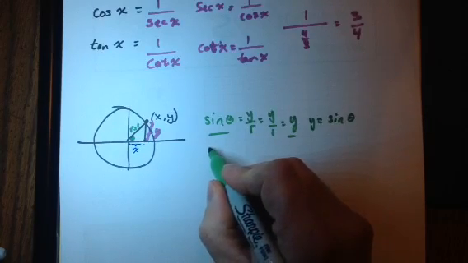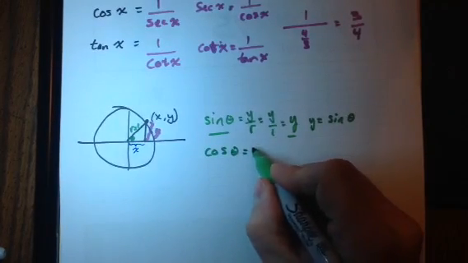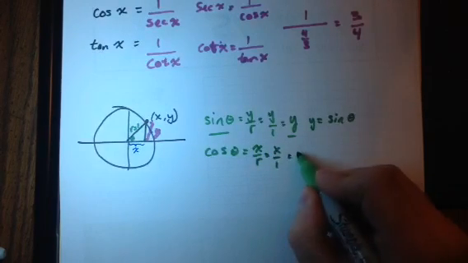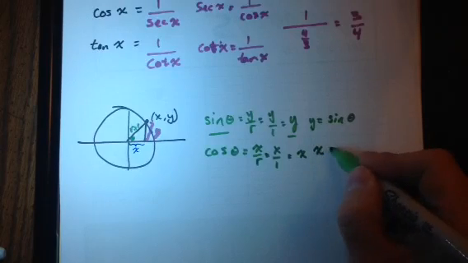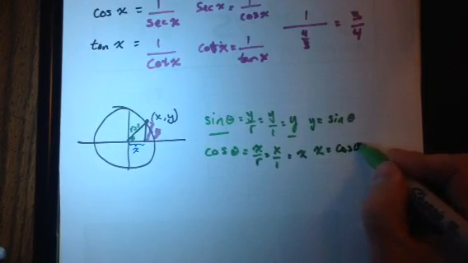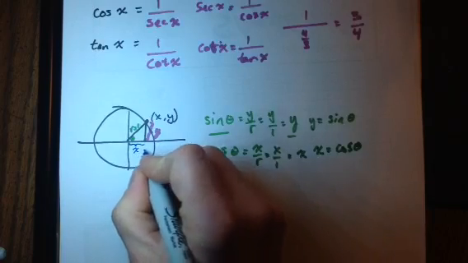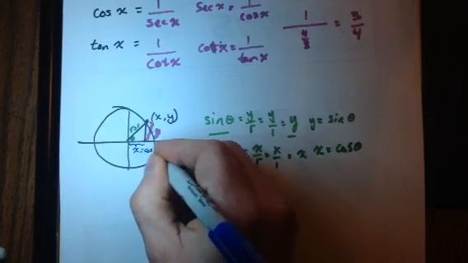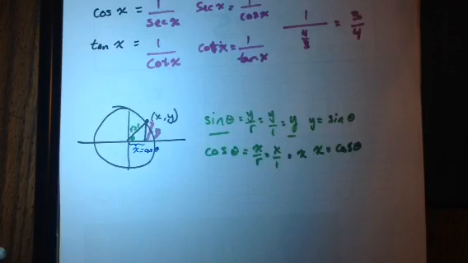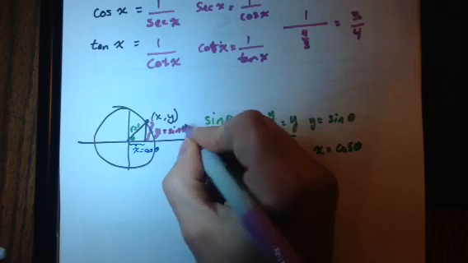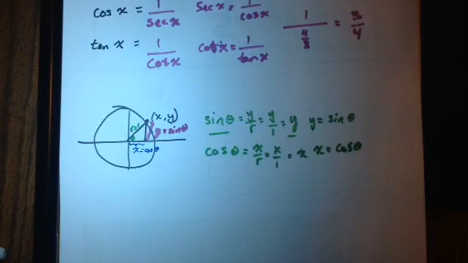Similarly, we can do the same thing for cosine of theta. We know that's equal to x over r. On the unit circle, r is 1. So on the unit circle, x is the cosine of theta. Alright. If x is the cosine of theta, and y is the sine of theta, this gives a new definition for tangent and cotangent.